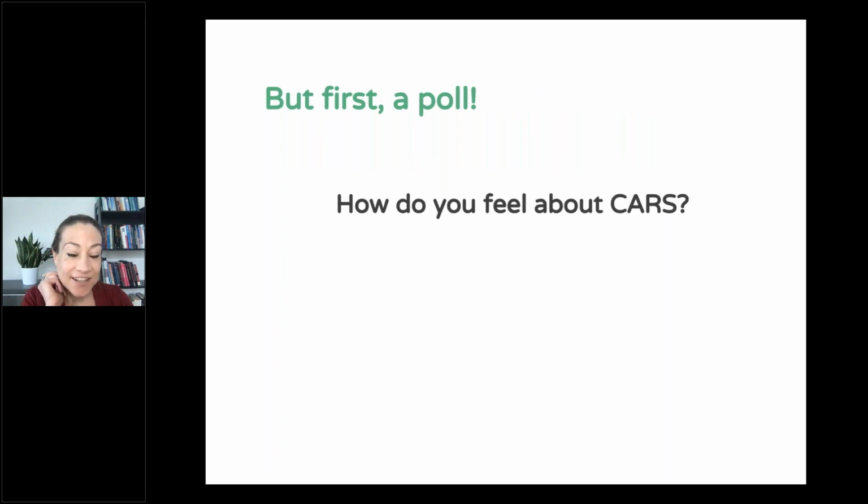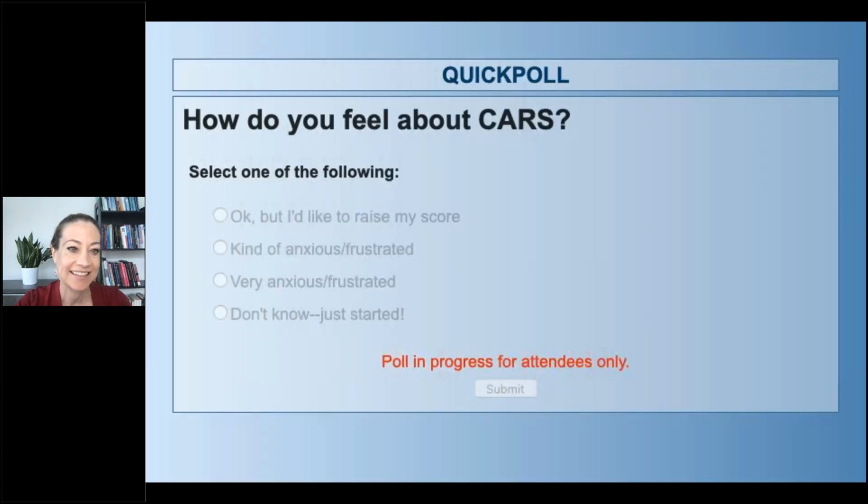Before we get started, I want to do a little poll. We'll be doing these mostly towards the end of this hour together. Let's start with just a really easy question: how do you feel about CARS? Go ahead and click whichever one seems closest to your experience. Do you mostly feel okay? Do you feel a little bit anxious or frustrated, very anxious or frustrated? Or maybe you don't know, you're just starting.